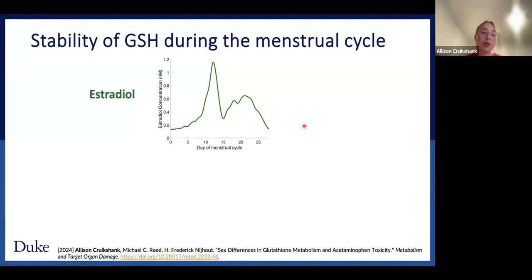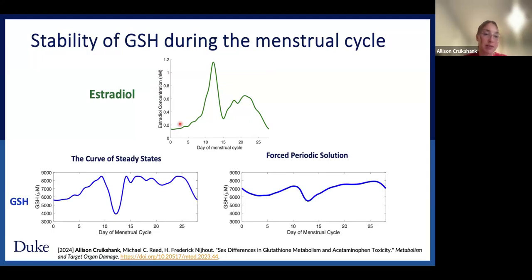We take an average 28-day menstrual cycle for this model. So we wanted to calculate what glutathione does during the menstrual cycle. I show you two results that we get, so let me explain the difference. This first result on the left is what we call the curve of steady states. That's basically calculating the glutathione steady state concentration of our model at each 1/10 of a day. At each 1/10 of a day, we plug the corresponding estradiol concentration in, and then calculate the steady state. That gives us this glutathione curve over the menstrual cycle. It varies from about 4,000 micromolar to 9,000 micromolar.